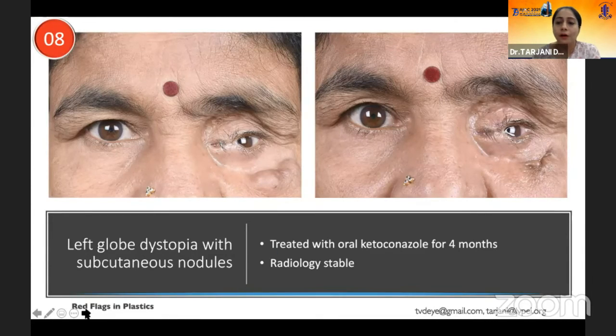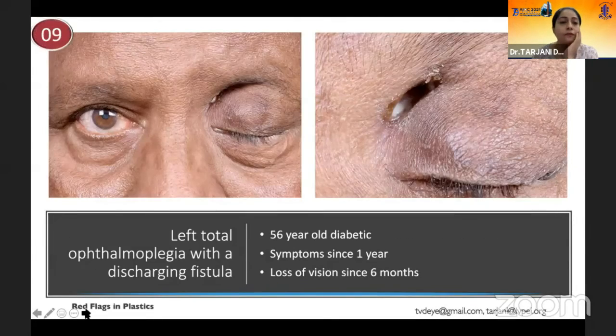Surface symptoms were taken care of by a tarsorrhaphy. The nodules were debulked. You really can't do much about the bone, but she was treated with ketoconazole for a period of 4 months and radiologically was stable at the end of treatment with no further worsening. So bone destruction, bone hyperostosis, skin necrosis, all signs of fungal disease. A couple of last slides.